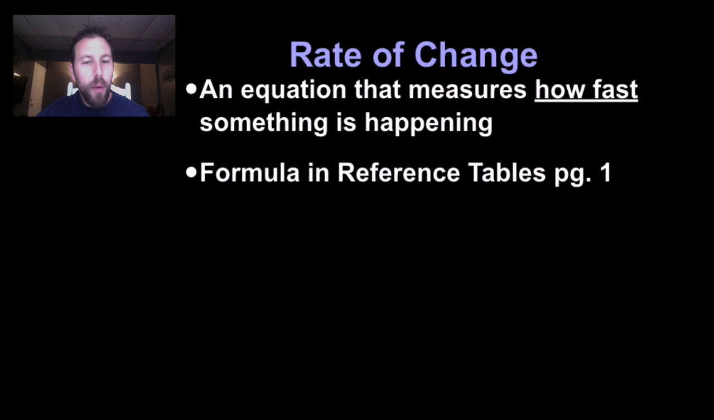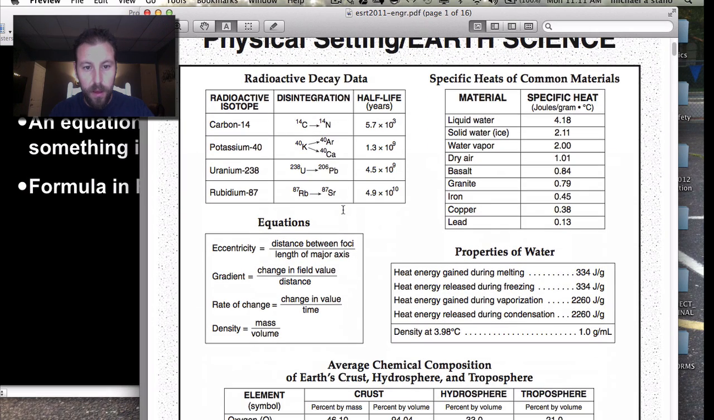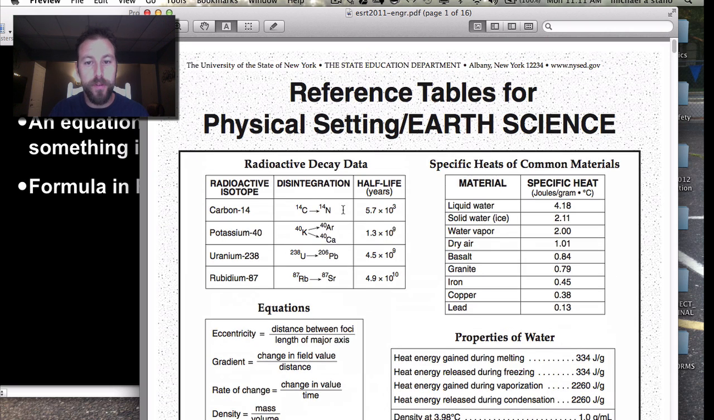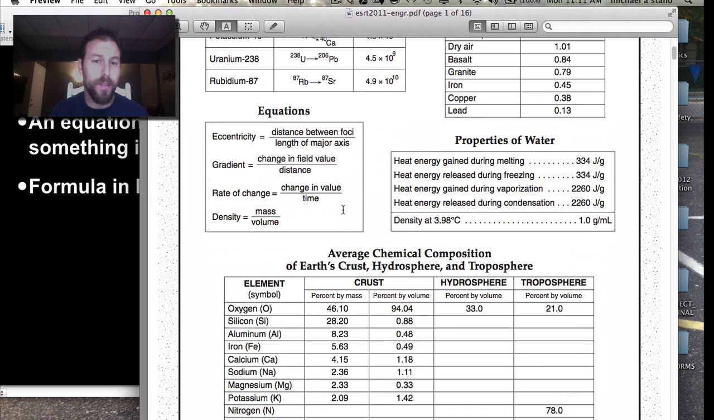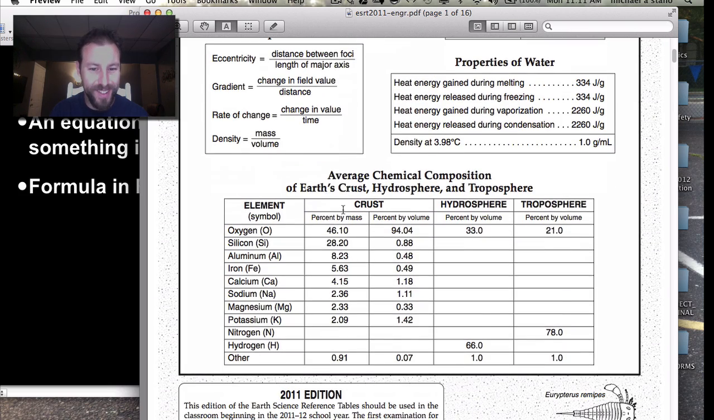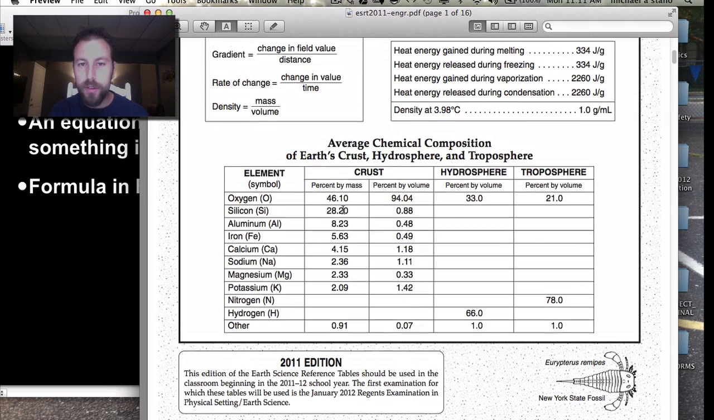Okay. Something that we commonly use with any relationship, whether it's indirect, direct, or cyclic, is something known as rate of change. The rate of change is an equation that measures how fast something is happening. The formula is in the reference table on page 1. So we can go to our reference table on page 1, which is the cover. Maybe see this in your reference table for physical setting or science. One of the few times you'll be looking at this pretty much every single day. The 2011 edition gives you a ton of information.